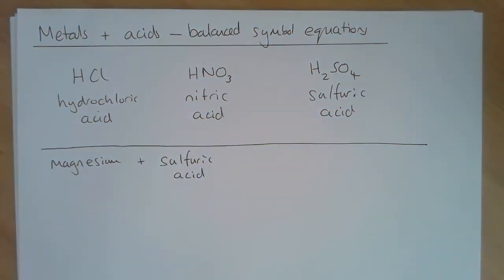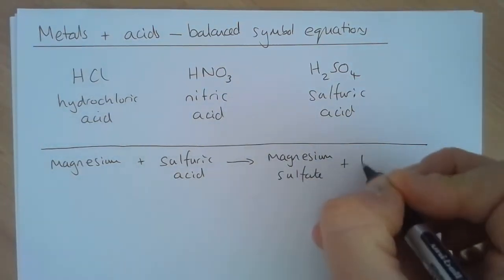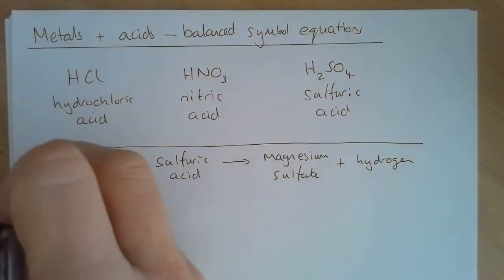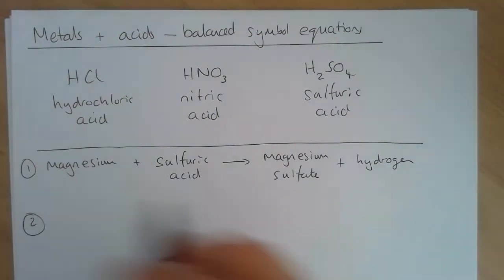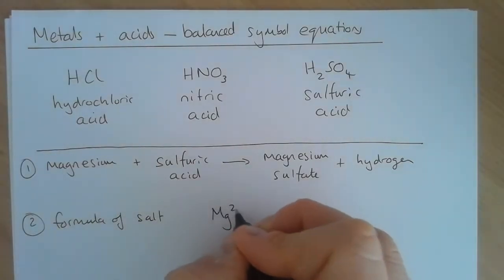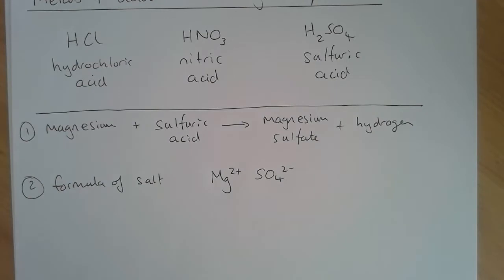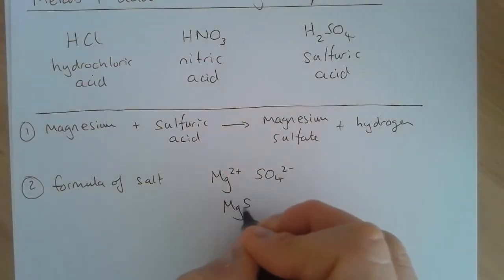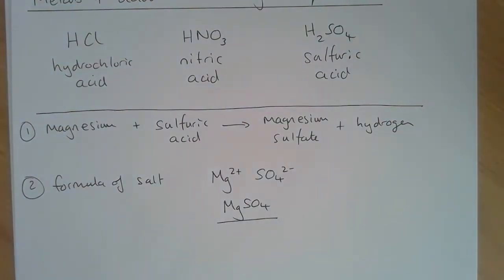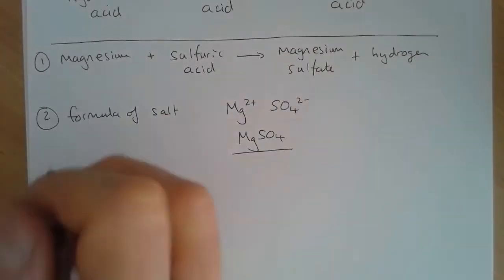So step one in any one of these is to write the word equation. So magnesium and sulfuric acid makes magnesium sulfate and hydrogen. So we've done step one. Step two is to write the formula of the salt. Now this is where we're going to have to know some other pieces of information from previous learning and previous videos. So magnesium sulfate is made up of a magnesium ion and a sulfate ion. Because they've got the same charges, we only need one of each. So that's a nice straightforward one. The formula for magnesium sulfate is MgSO4.